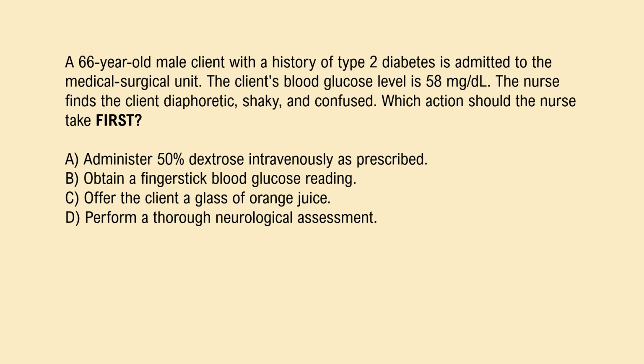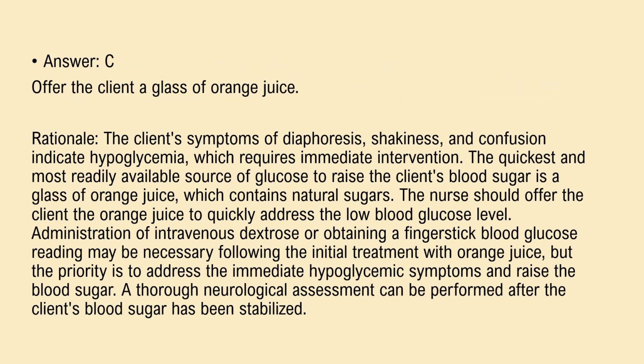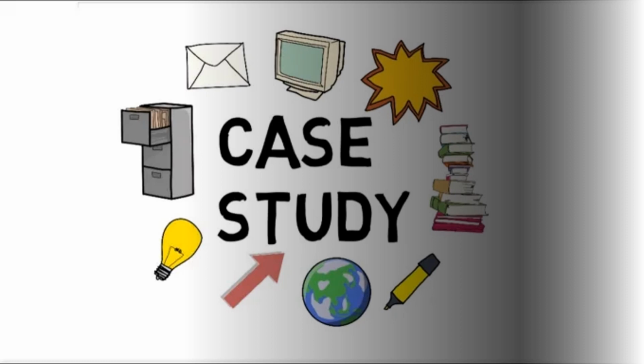A, administer dextrose IV as prescribed. B, obtain a finger stick blood glucose. C, offer the client a glass of orange juice. D, perform a thorough neuro assessment. So this is hypoglycemia. We want to give fast acting carbohydrates, specifically 15 grams. That seems like the magic word. So orange juice. So C, we want to do orange juice to correct that blood sugar. So we'll stop right here and then we'll continue with our case study.